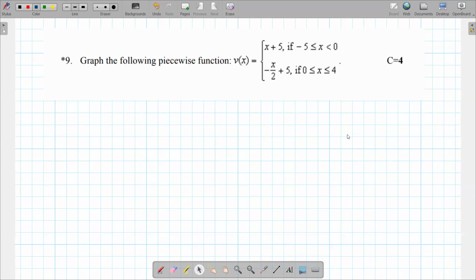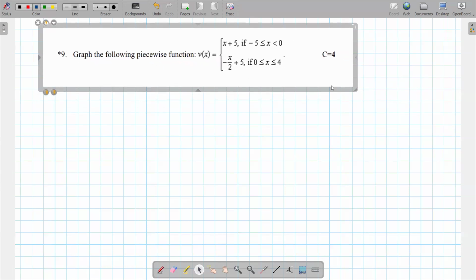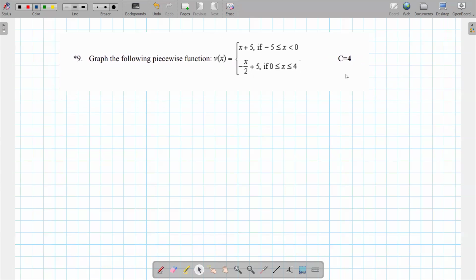All right. So, do you think this is going to be difficult? If you look at the functions, you have two linear functions. How hard could this possibly be? This is like a 30-second question. It's worth 4 points. C means communication. So let's see how we can sketch this.